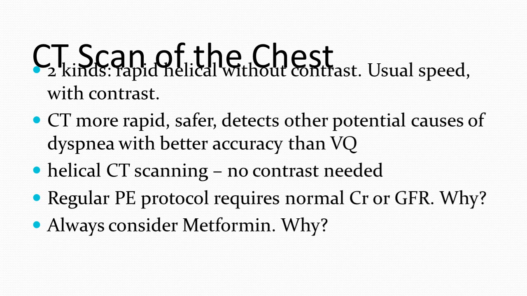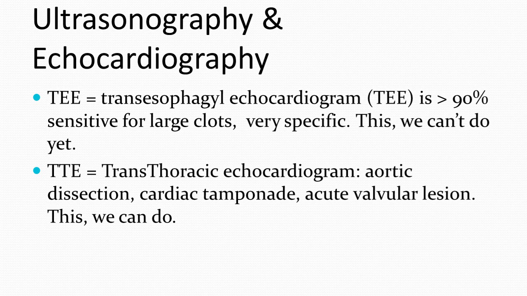Helical CT scanning, no contrast is needed. Regular PE protocols require a normal creatinine or GFR, and always consider metformin. Ultrasonography and echocardiography: transesophageal echocardiogram is 90% sensitive for large clot and very specific, and transthoracic echocardiogram can rule out aortic dissection, cardiac tamponade, and acute valvular lesion.